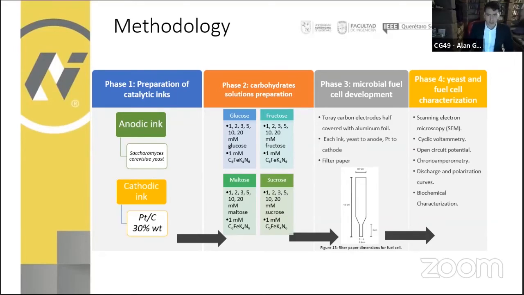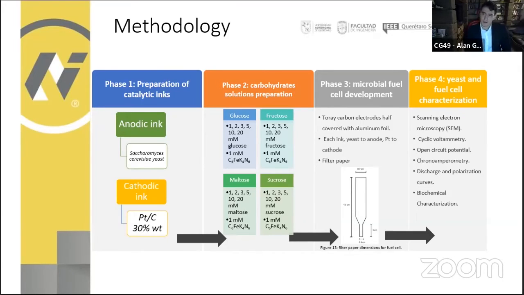The anodic ink is going to be deployed onto the anode that we're going to be using in our fuel cell, and the cathodic ink is going to be deployed on the cathode that is going to be used in our fuel cell. And we used filter paper as the base for our fuel cell. We used Whatman number 5 filter paper.